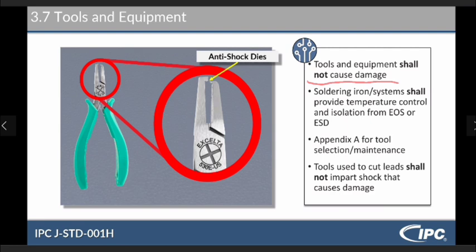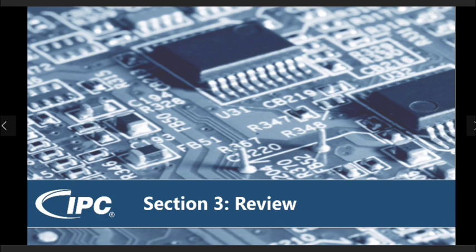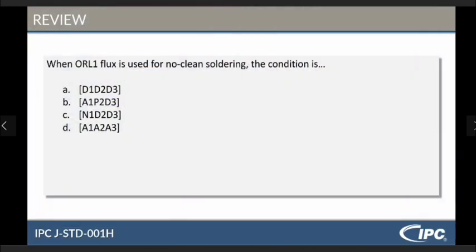Appendix A does talk a little bit about tool selection and maintenance: calibration, and how these things are kept usable for continued use. And tools used to cut leads shall not impart shock that causes damage. Okay, so that is section 3.